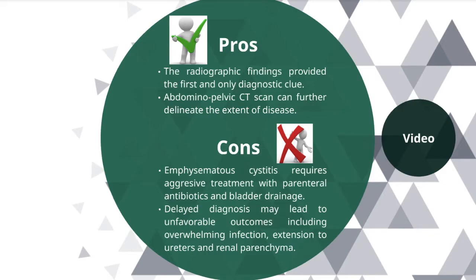Emphysematous cystitis requires aggressive treatment with parenteral antibiotics and bladder drainage. Delayed diagnosis may lead to unfavorable outcomes including overwhelming infection, extending to the ureters and the renal parenchyma.